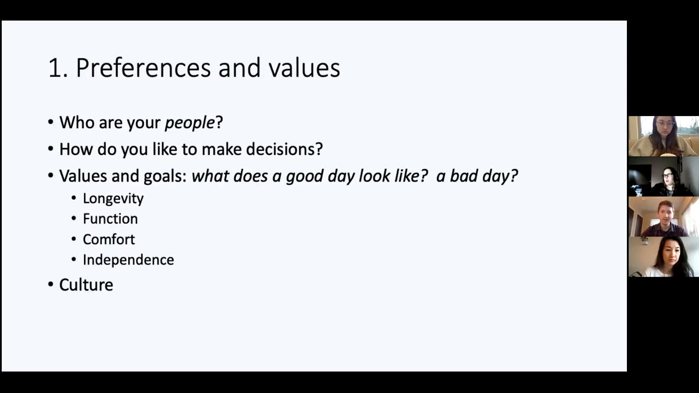Number one is, who's the patient in front of you? What are their preferences and values? It's good to know who their people are in their lives: family, loved ones, friends, support. Those are going to be the people who help navigate you through illness. It's good to know how they like to make decisions.